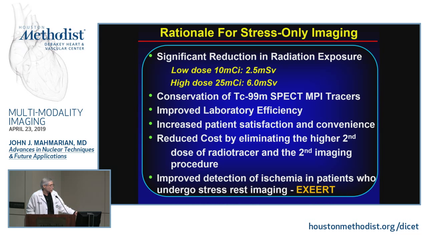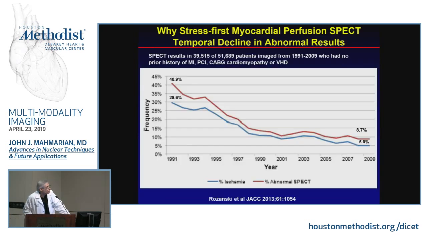And like I said in EXERRT, you may better detect ischemia in patients who undergo stress first imaging followed by rest imaging if needed. The other issue is that we know from these data from Rosansky that positive myocardial perfusion scans have been going down tremendously over the years in terms of the frequency of abnormal studies. I think all of us who read nuclear studies recognize that in terms of the number of normals we see.